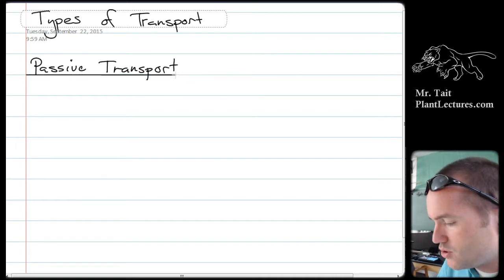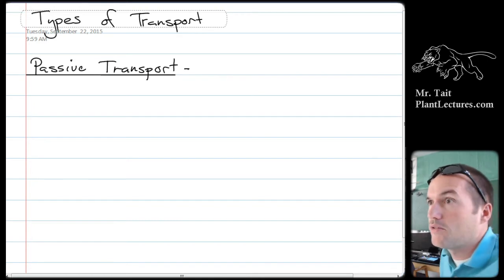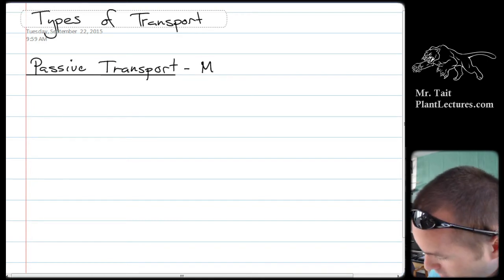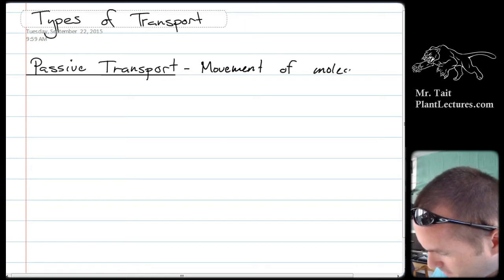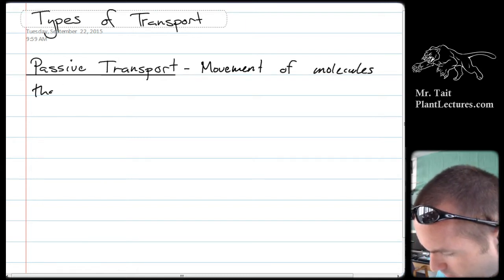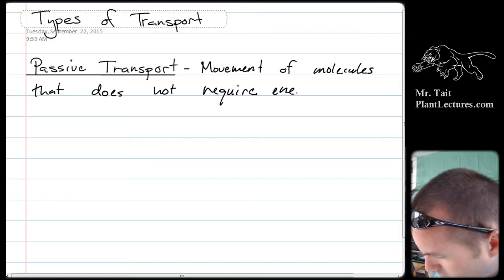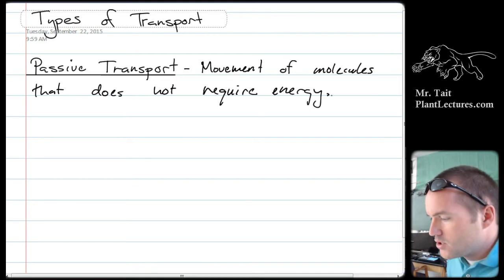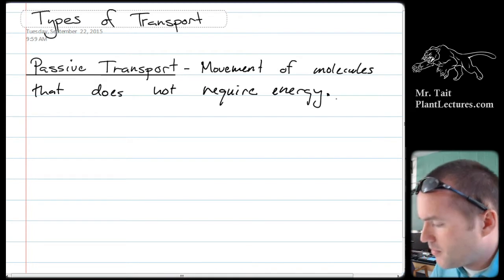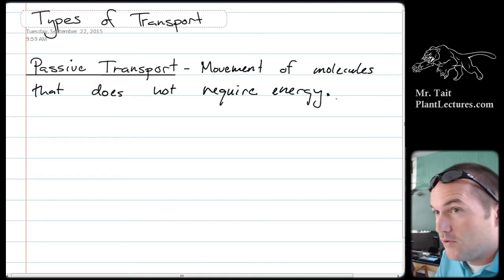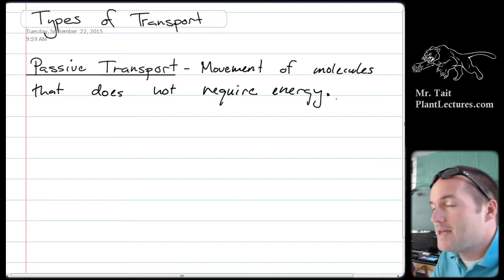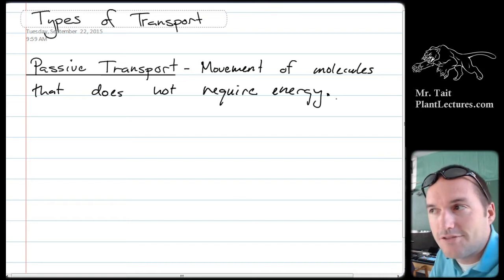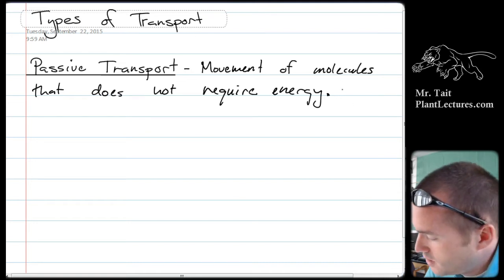Passive transport refers to any type of movement of molecules that does not require energy. In order for there to be movement of molecules that doesn't require energy, they have to move down a concentration gradient, which means they have to move from an area of high concentration into an area of low concentration.